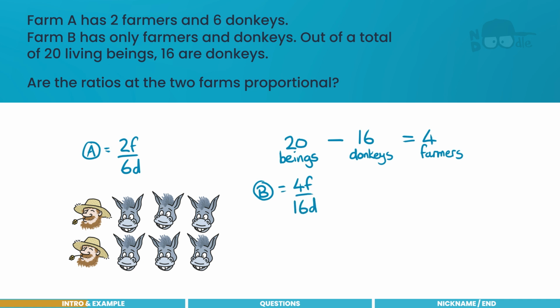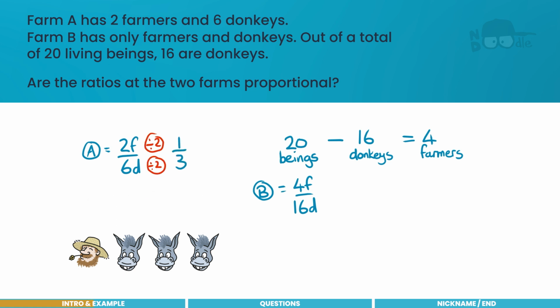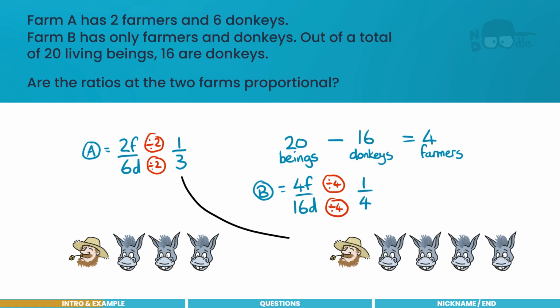Let's simplify both of these ratios. Farm A is 2 over 6. If we divide the top and bottom by 2, we get 1 over 3. For farm B, we have 4 over 16, which, if we divide the top and bottom by 4, simplifies to 1 over 4. We can see that 1 over 3 and 1 over 4 are not equivalent, and so the answer is that the farms are not proportional.